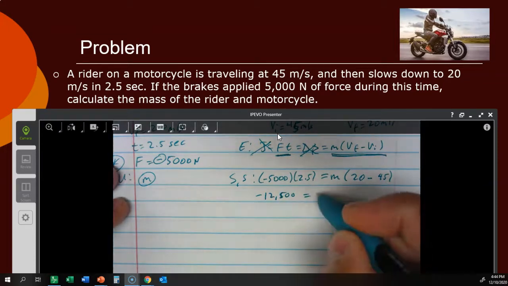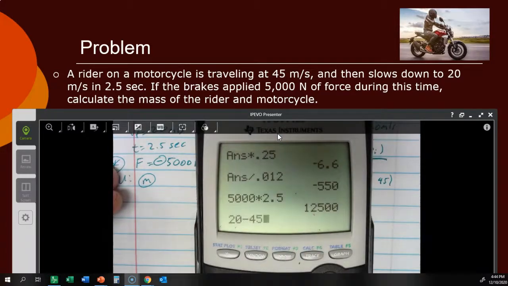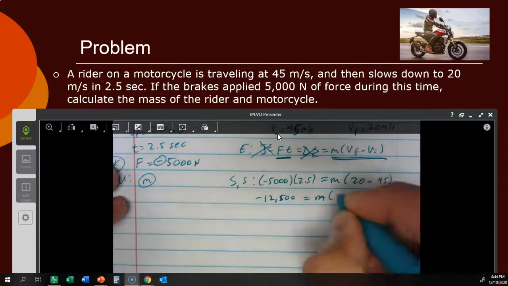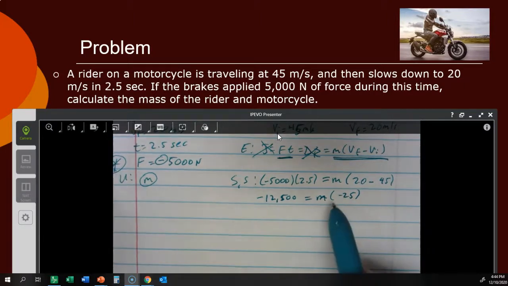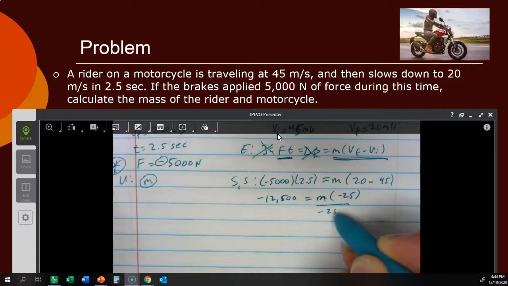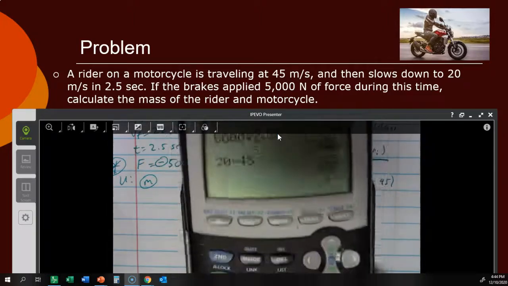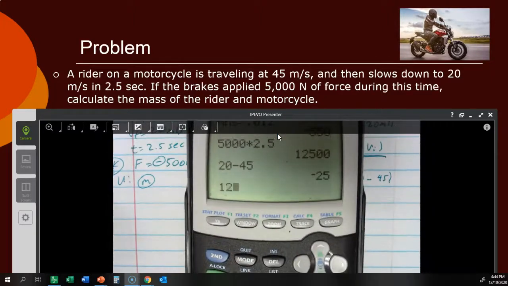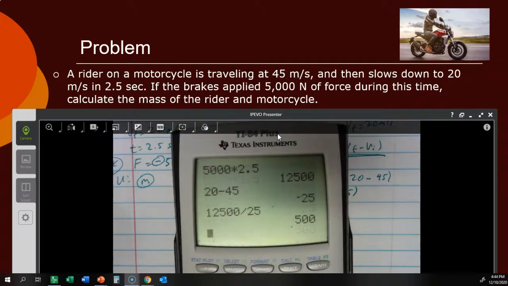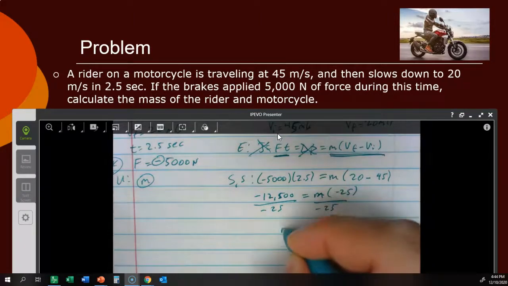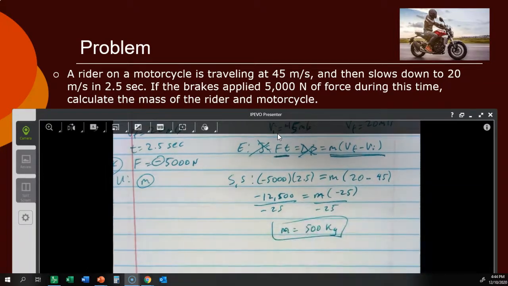12,500 equals, now I'm going to take care of what's inside this parentheses. 20 minus 45, which you probably don't need a calculator to do. It's negative 25. We lose 25 meters per second of speed. Now to solve for mass, I'm going to divide by the negative 25 on both sides. Negative divided by a negative is going to be a positive, so I'm not going to put those negatives into the calculator. 12,500 divided by 25 is 500. The mass combined of this rider and the motorcycle is 500 kilograms.